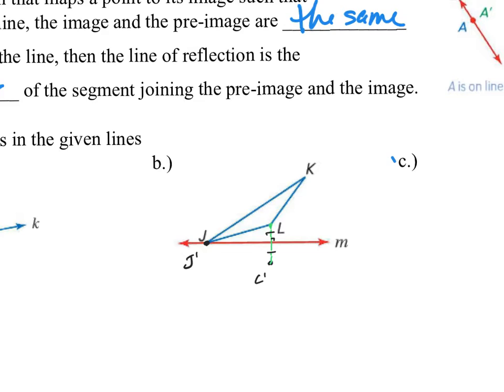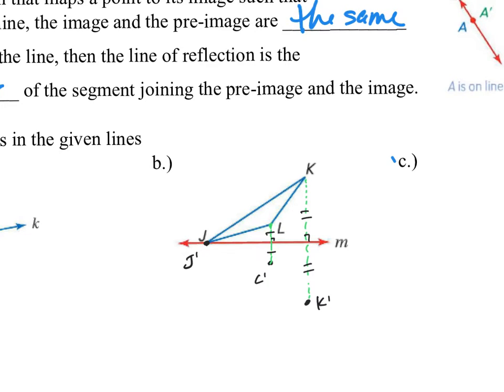Then we're going to do the same thing with K. So we need to kind of eyeball. We need to place K prime such that the line M would be the perpendicular bisector of a segment that connects K to K prime. So I think K prime needs to be right about here. Now we could get rulers out and be a little bit more specific here, but I'm going to call this point K prime. And again, if I draw a segment from K to K prime, then the line M, the line of reflection, should be the perpendicular bisector of a segment that connects K to K prime.